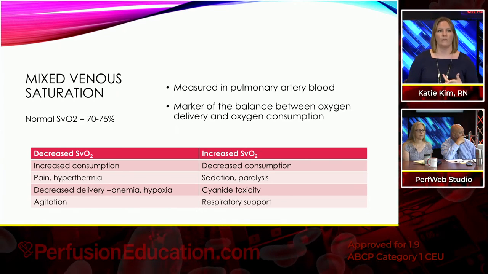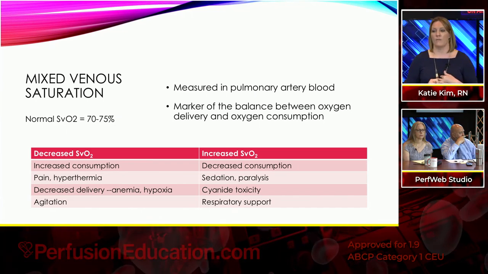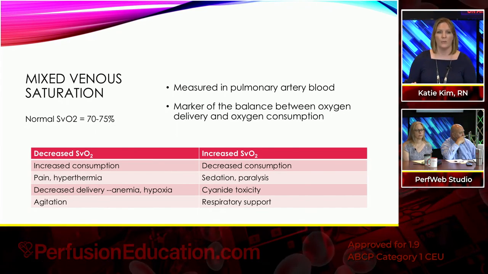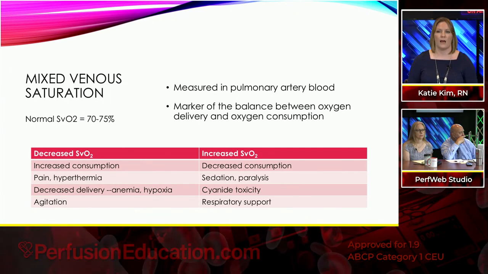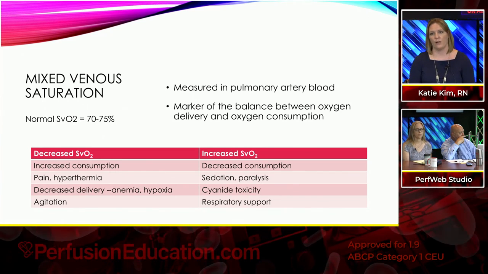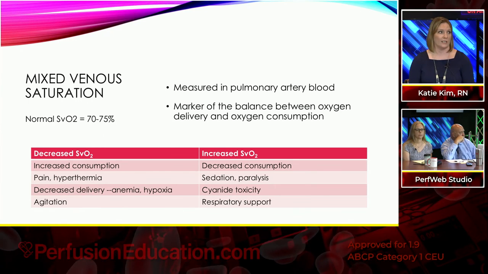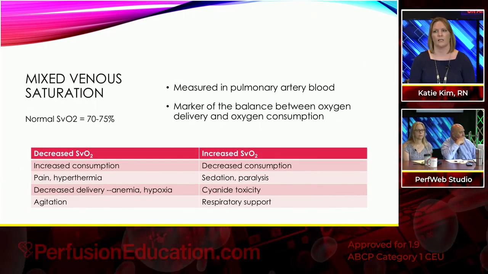So maybe we have a fever, we're in pain, we are hypoxic, or we're anemic, we don't have enough hemoglobin to carry the oxygen, we're really agitated. Something like that is going to decrease your SpO2. And the opposite is true if you have an increased SpO2, which means that you have decreased consumption. So this is basic economics, supply and demand, basically.